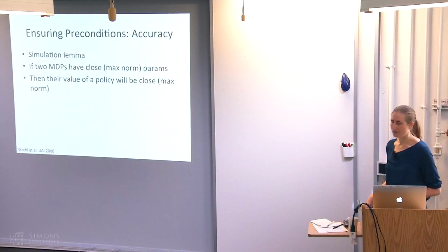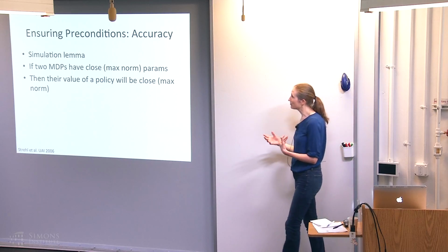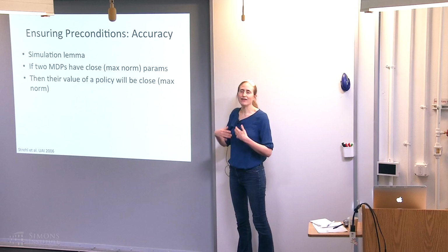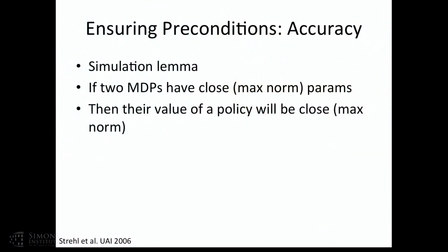So how can we ensure these different conditions, accuracy? This relates back to one of the questions before. If we have an approximate model, how does that relate to the true model, and what does that mean in terms of the errors that might compound?